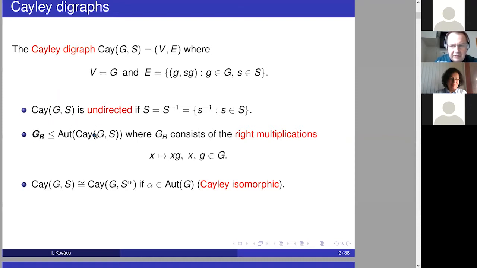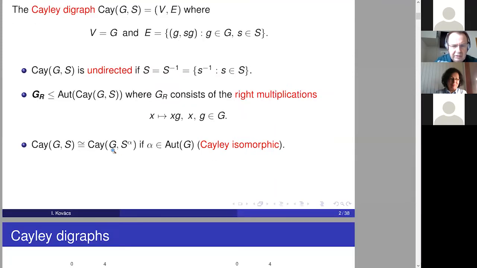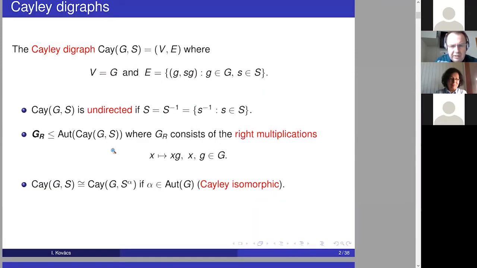So this is undirected if the set is closed with respect to inverses. Also, this graph has an automorphism group, which consists of the right multiplications. You can check immediately that these permutations map arcs to arcs. And the last property, which is also very easy to check and well known, is that if you take an automorphism of the group, then the Cayley digraph defined by the image of S under this automorphism gives you an isomorphic copy. And these two graphs we call Cayley isomorphic. I will use the terminology Cayley isomorphic.